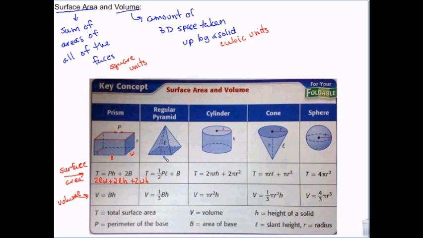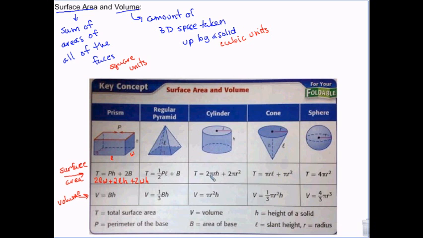Your regular pyramid, L is what you call the slant height. That's the height of the triangle on the side. And then you have the perimeter of the square, and then the area of the base.